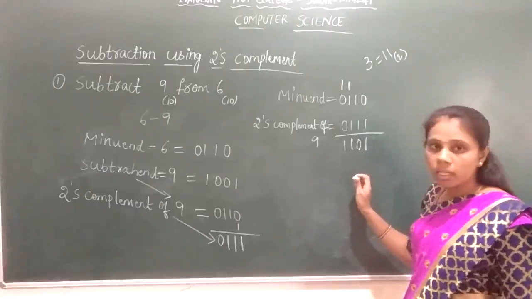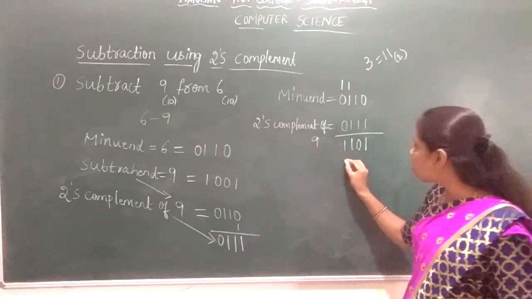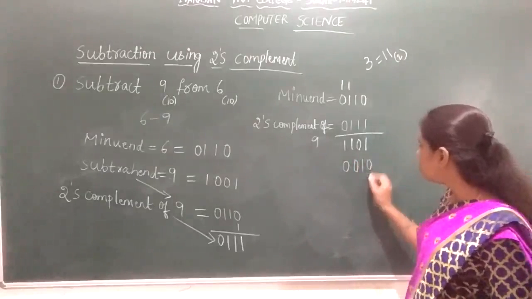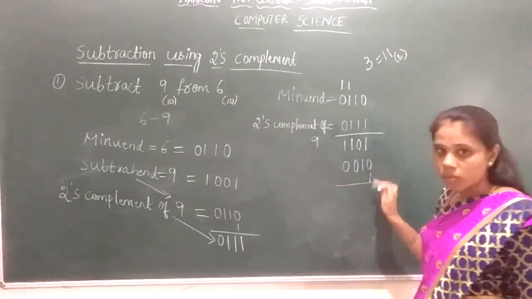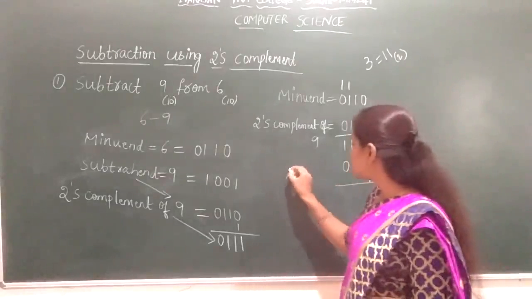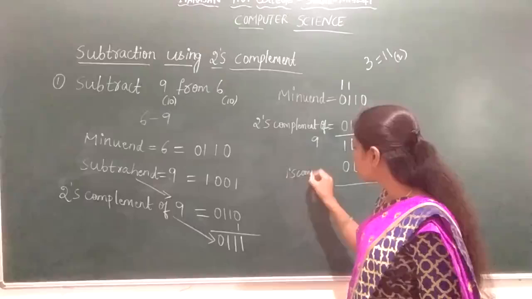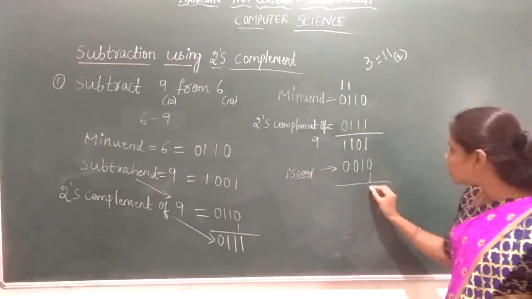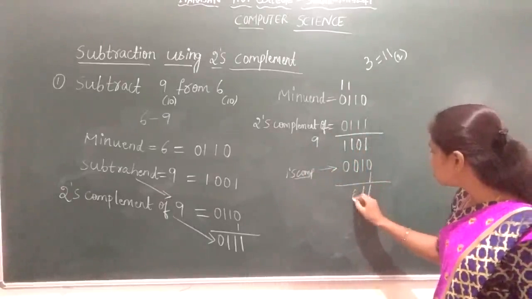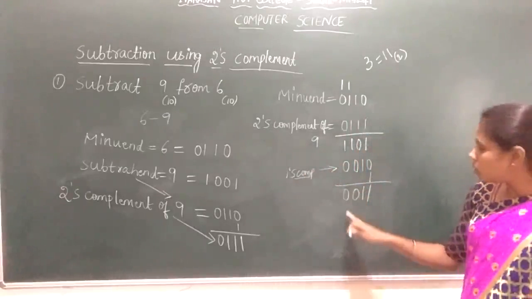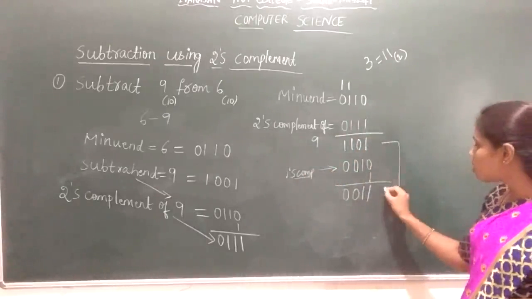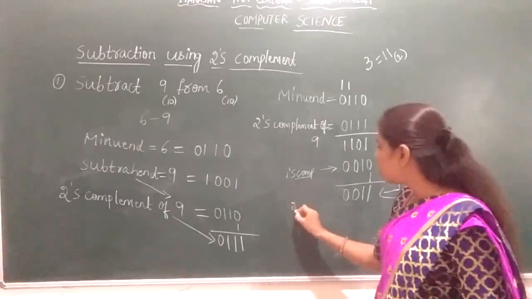See how we can take the 2's complement. Again take the 1's complement: 0 0 1 0. Add 1 to this 1's complement. 0 plus 1 is 1. Now this is the 2's complement of the obtained result.